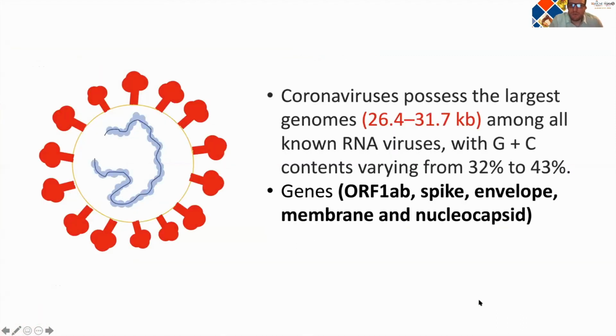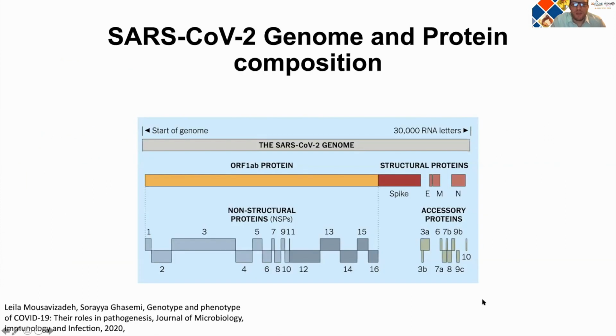The coronavirus possesses the largest genomes, between 26 to 31 kb, and the main genes of this virus are 1AB, spike, envelope, membrane, and nucleocapsid. You can see in this figure the SARS-CoV-2 genome and protein composition, where we have the non-structural proteins, the structural proteins, and the accessory proteins. The majority of this genome is composed of non-structural proteins.